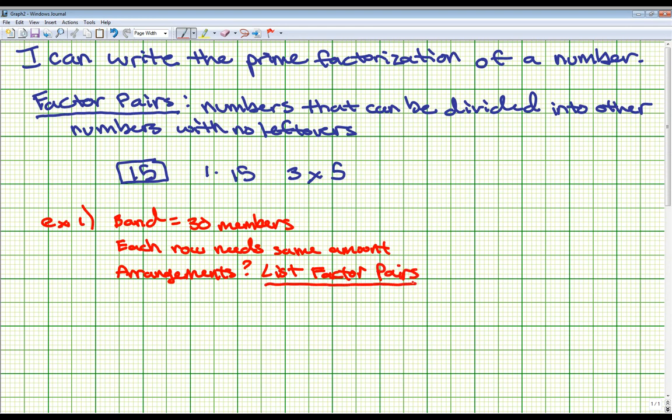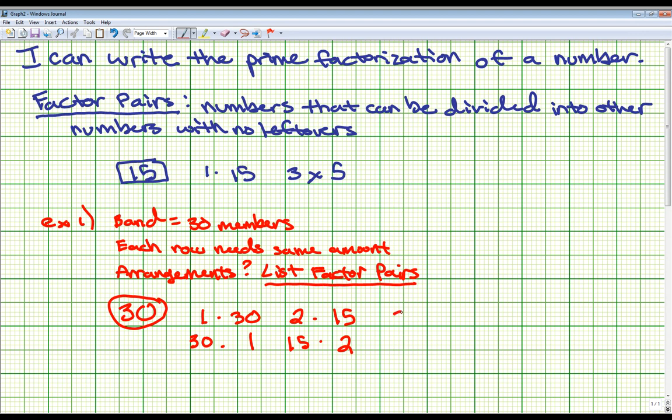So listing the factor pairs is kind of like we did up here. We have this starting number and we list all the pairs that would go into it. So our starting number this time is going to be 30. So we're going to start with this 30 and we're going to list all the different ways that we could get to 30. So we could have one row of 30 people. We could also have 30 rows of one person. You could have 2 rows of 15 people, and you could flip that around and do 15 rows of 2 people.